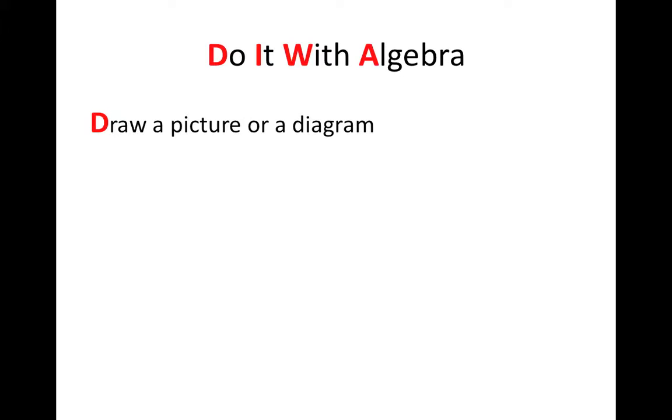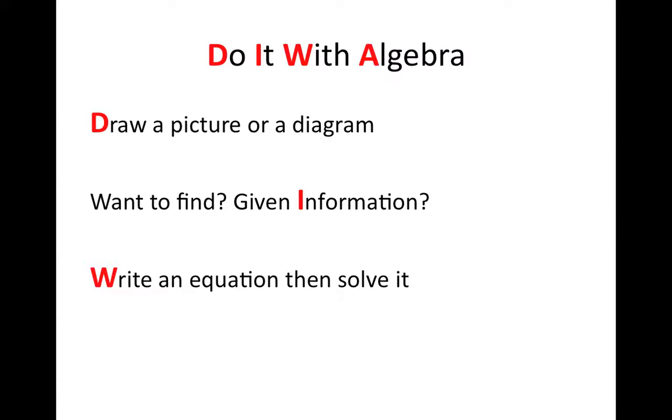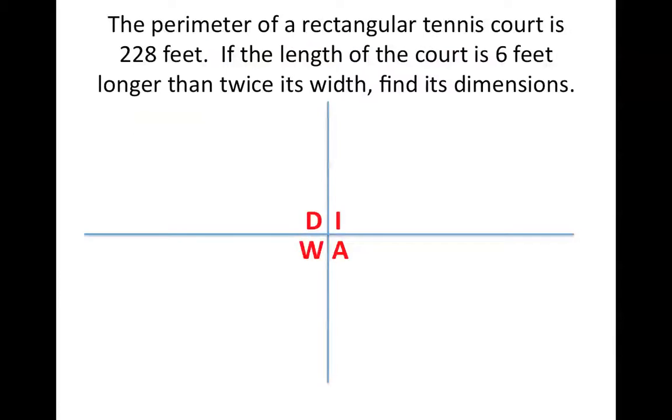First, we draw a picture or a diagram. Then write down the given information and what we want to find. Next, write an equation and solve it. Finally, make sure we answered the question. So first we draw a diagram. The problem's about a rectangle, so we draw a rectangle.